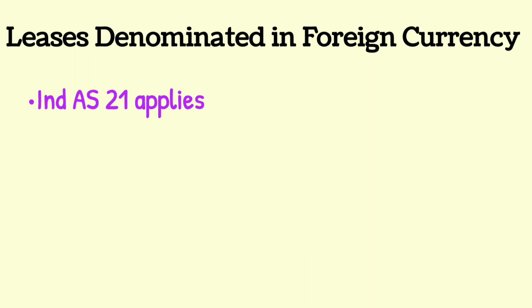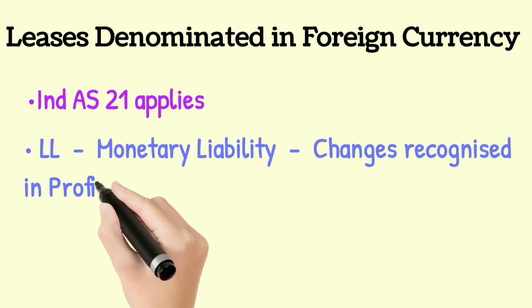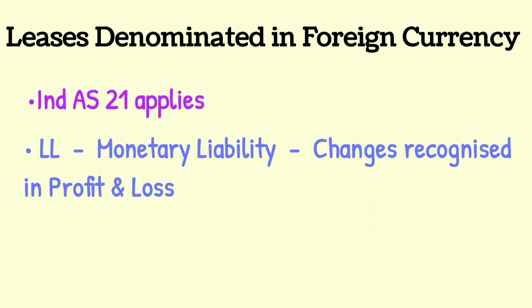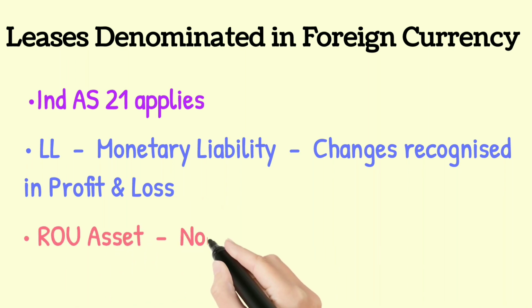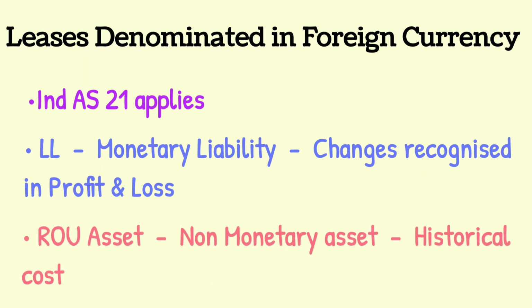Since lease liability is a monetary liability, we will have to measure the lease liability on the reporting date at that exchange rate, that is, the closing rate. And any changes in lease liability due to exchange rate changes will be recognized in profit and loss as exchange gain or exchange loss. But the ROU asset is a non-monetary asset, and so it will be measured at historical cost.